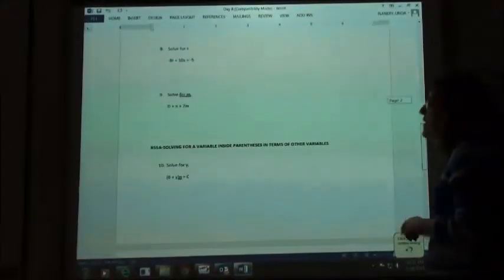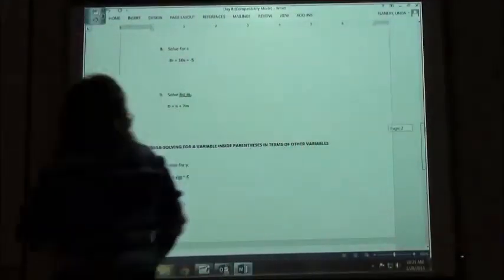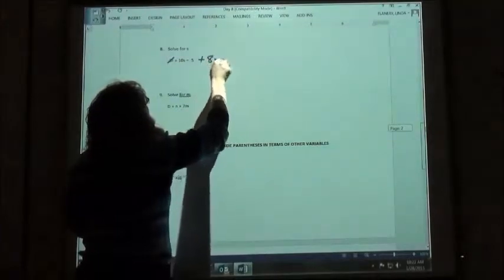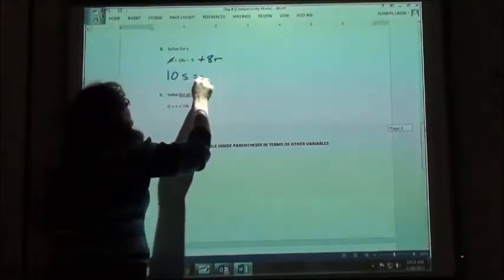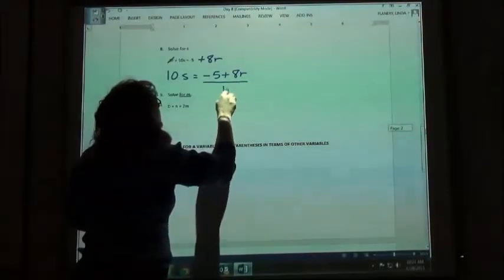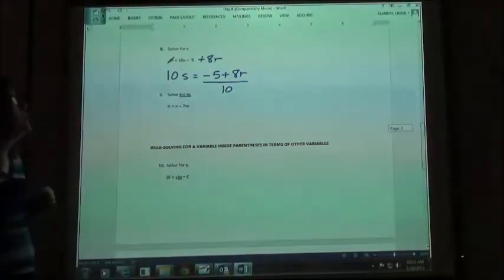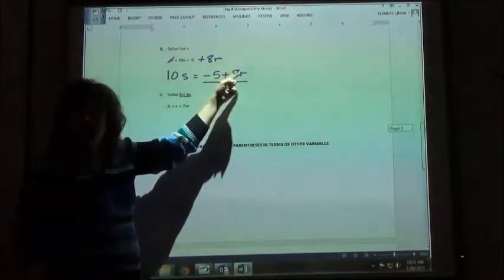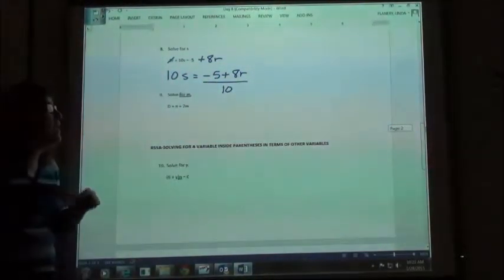So on number 8, if I want to solve that for s, the first thing I probably want to do is add the 8r, move that over. So 10s equals negative 5 plus 8r. Then I want to divide by 10. Now in this case, if I'm not going to separate them into two separate fractions, I can't simplify it because all three of them are not divisible by the same thing. So I could just leave it as that fraction like that.